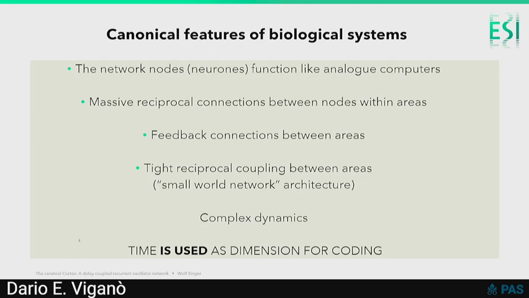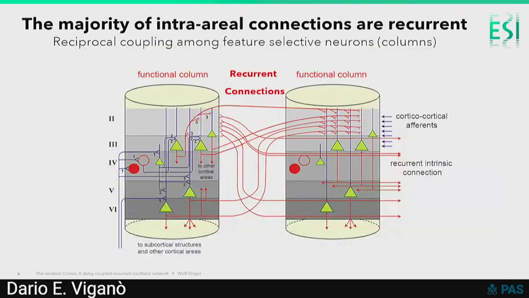Then another hallmark is that there are massive reciprocal connections between nodes within each of these processing areas that you just saw. Then there are abundant feedback connections between the areas, and there's also tight reciprocal coupling between these various areas. And the architecture of the network resembles a small world network or a rich club network. Obviously, these networks exhibit very complex dynamics, indicating that time, temporal relations are used for coding of information.